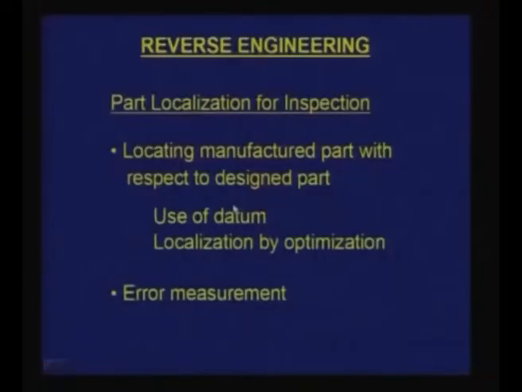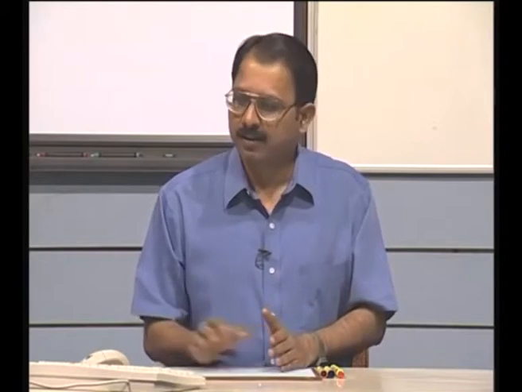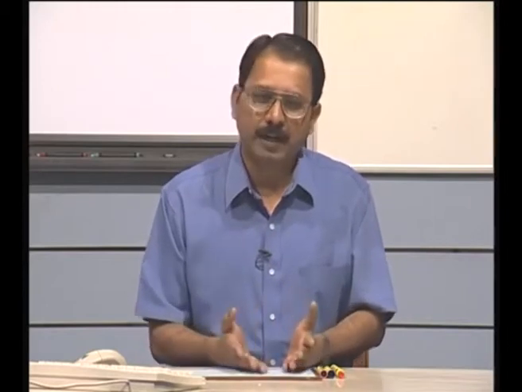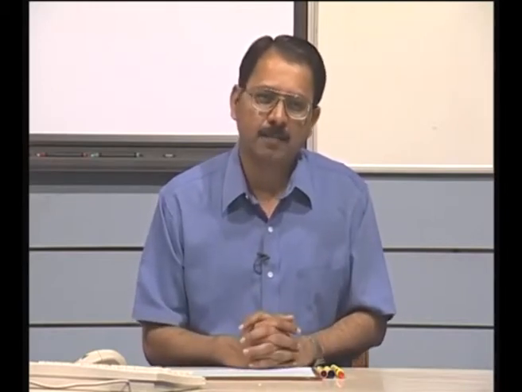Like if I take a component which is machined, usually you have certain flat surfaces or cylindrical surfaces which can be used as a datum. But if I am using a manufacturing process where datums cannot be obtained, like if I take an example of, let's say, a part which is manufactured by investment casting.